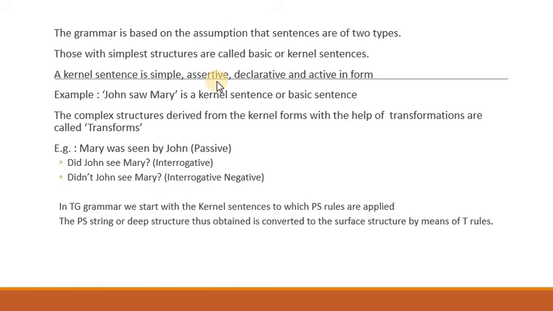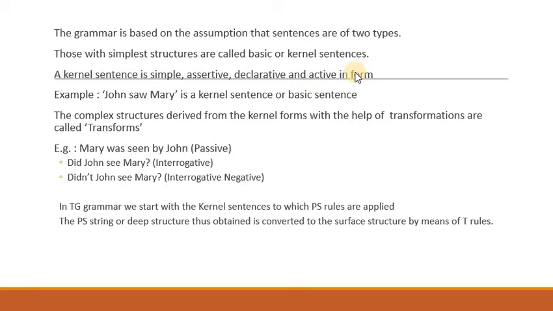So kernel sentences are always simple, meaning they are not complex or compound. They are assertive, meaning they are not negative. They are declarative, meaning they are not asking any questions, or they are not interrogatives. They are active, meaning they are not passive. So a kernel sentence is always simple, assertive, declarative and active in form.